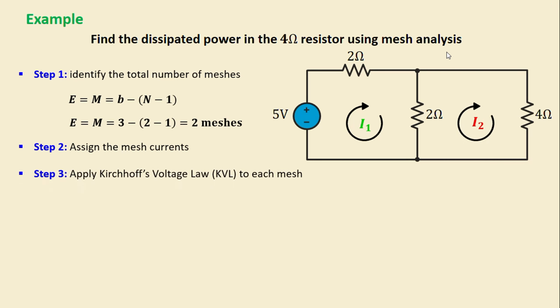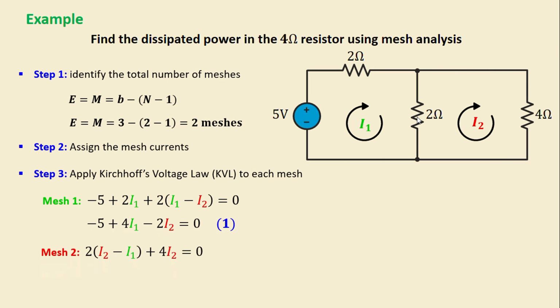After we finish step number 2, we go to step number 3, which is to apply Kirchhoff's voltage law, KVL, to each mesh. Let's start with mesh number 1. We have here negative 5 plus 2I1 plus 2 times (I1 minus I2) is equal to 0. That means negative 5 plus 4I1 minus 2I2 is equal to 0.